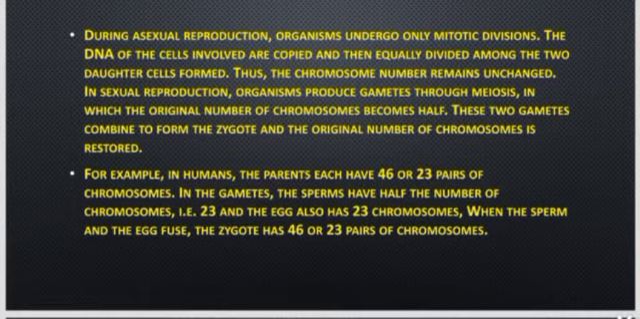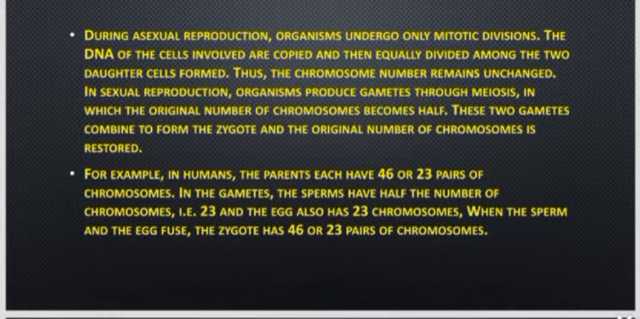But in the case of sexual reproduction, organisms produce gametes through meiosis, in which the original number of chromosomes becomes half. These two gametes combine to form the zygote, and the original number of chromosomes is restored. Meiotic division is for reproductive cells, and all other cells in the body divide by mitosis. In meiosis, the chromosomal number is reduced to half. When they produce sperm and ovum, the number of chromosomes is reduced to half.